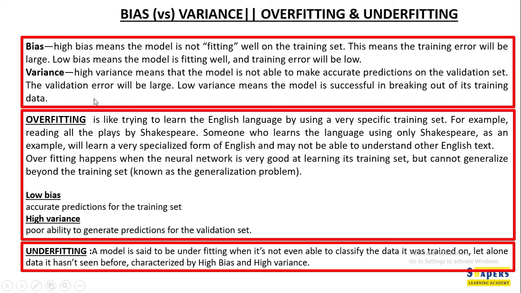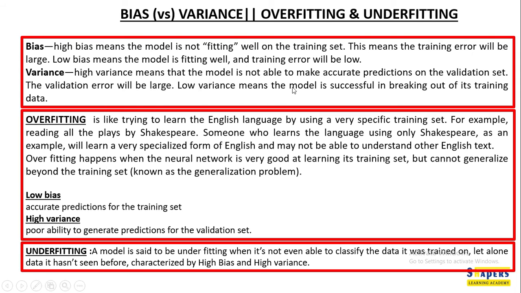Still it's a bias. What is variance? High variance means the model is not able to make accurate predictions on the validation set. The validation error will be large. As we know, the validation set is supposed to be the testing set. So you train the network with a training set, and once the training is done, you validate using the validation set. So high variance means the model is not able to make accurate predictions on the validation set. The validation error will be large, yes, obviously.